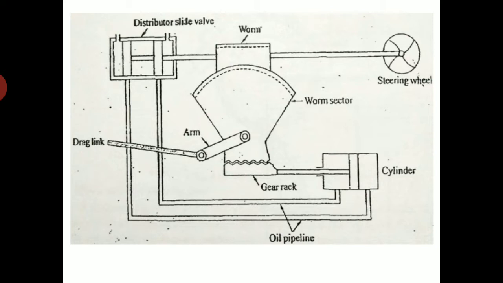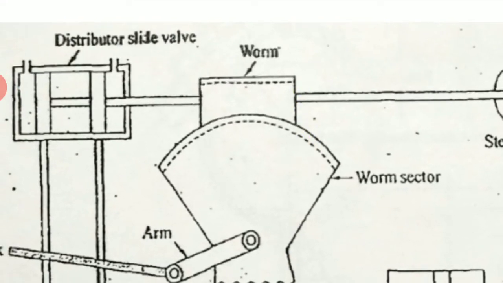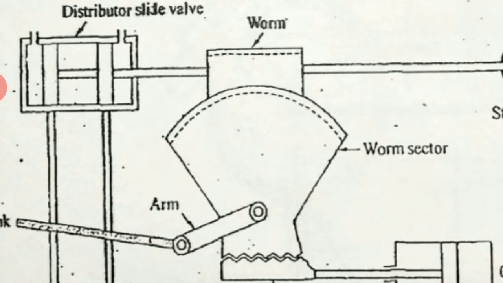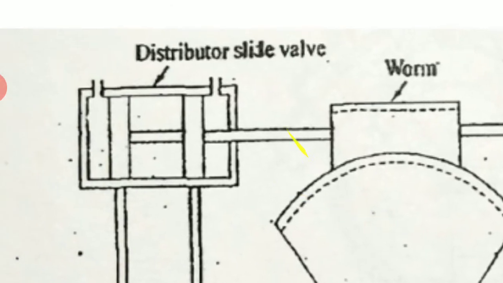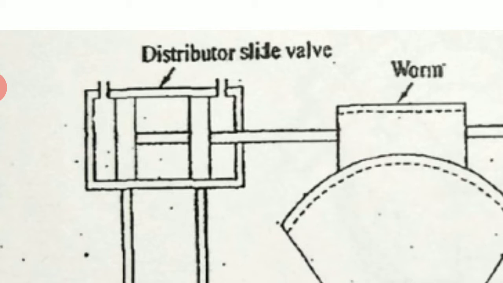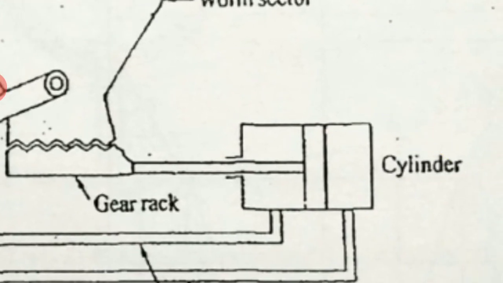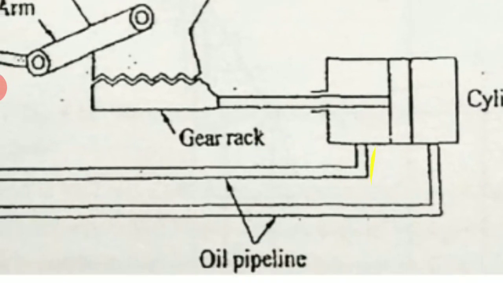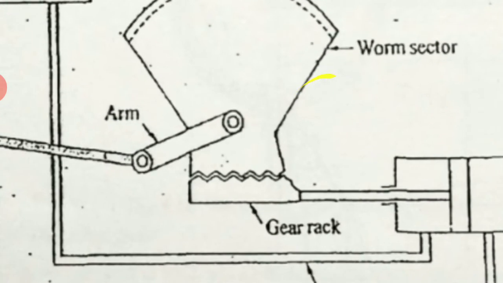The arrangement consists of a worm, which you can see on the top side. Then you can see the worm sector or worm wheel, the big cone-shaped one. You can see the distributor sidewall, which will distribute the oil or fluid. Then there is one more main important component, called the booster cylinder, which will boost the pressure. This is called the gear rack, and these are called the oil pipelines. And this is the arm.